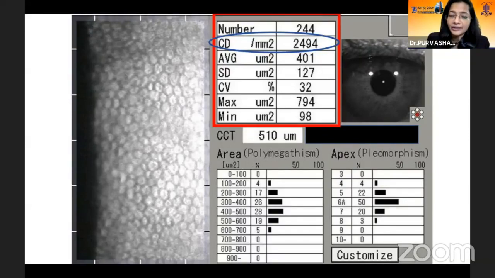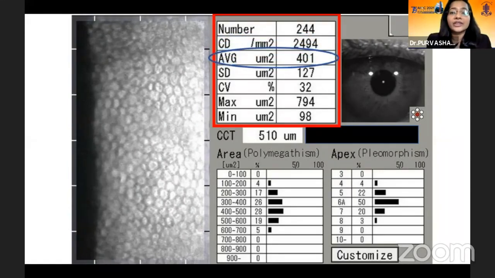And then there is a critical minimum density of 300 to 500, which is needed for the normal functioning of the endothelium. And in preoperative states, if this is less than 1000 cells per millimeter square, there is a risk of bullous keratopathy.